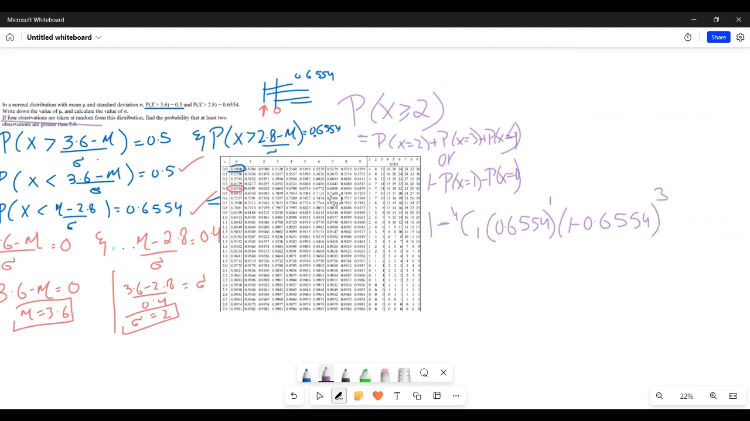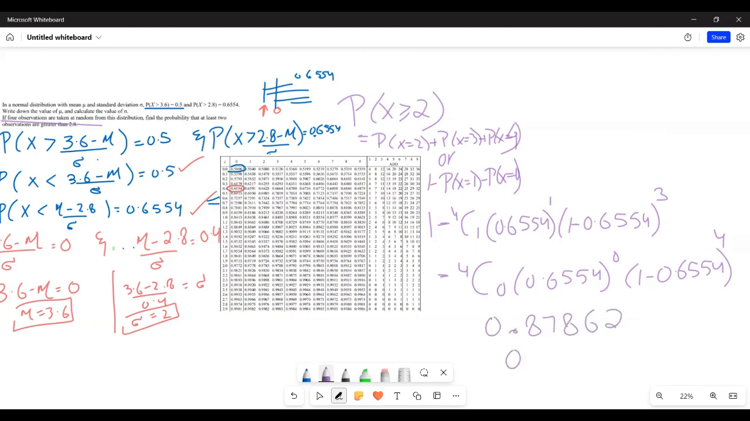And then minus 4C0, probability of success power 0, times probability of failure, 1 minus 0.6554, power difference of 4 and 0, which is 4. Okay, this would give us 0.87862, which in 3 significant figures becomes 0.879. Answer for part 2.